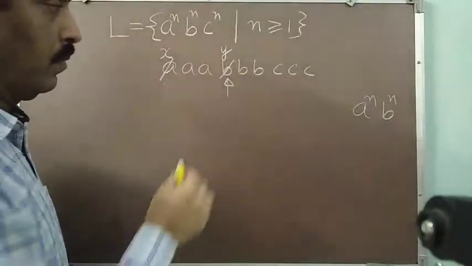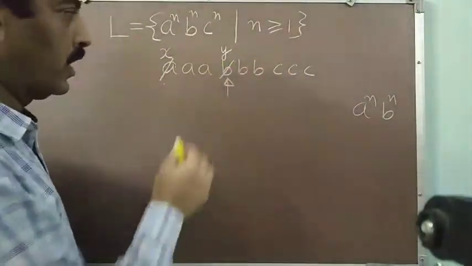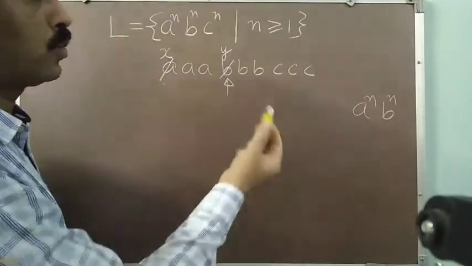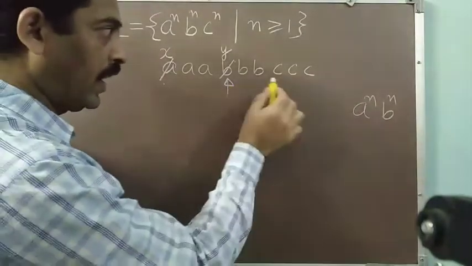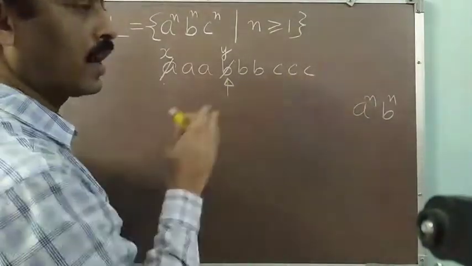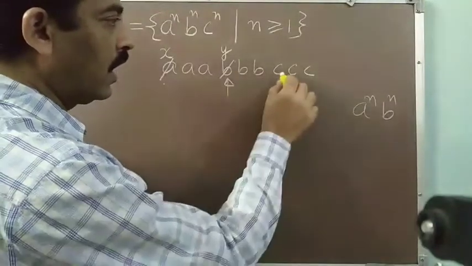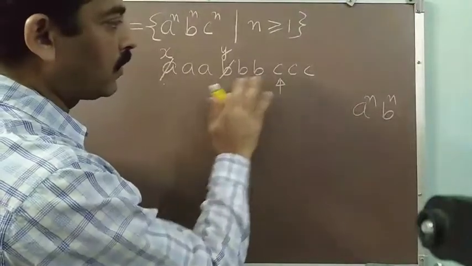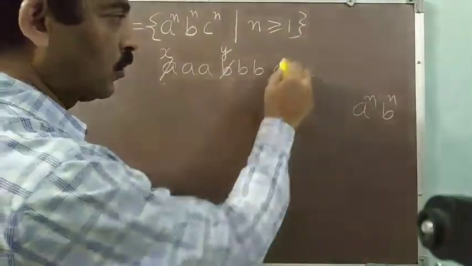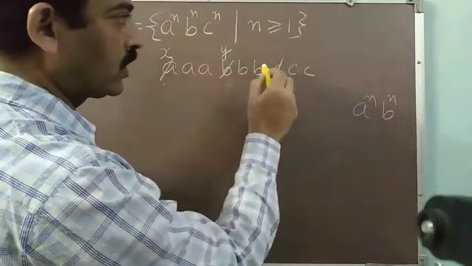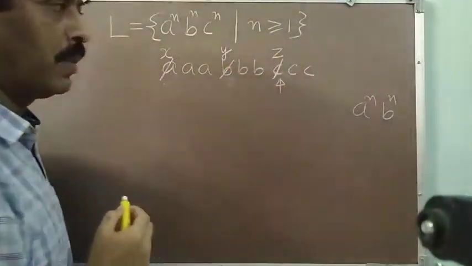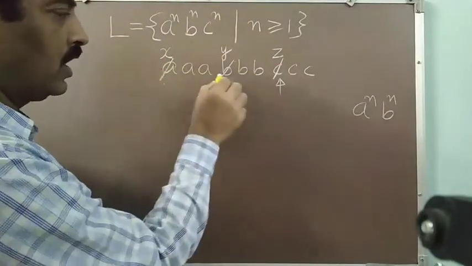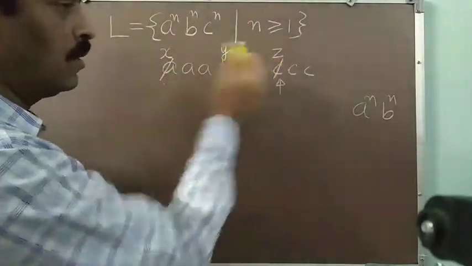Now what is my next aim? My next aim is to find a corresponding C. One A and B I have matched successfully. Now I want to find the corresponding C to be matched. For finding C, I have to again move towards the right side and find the very first C available, skipping whatsoever comes in between. When I find this C, I will process it and change it to the symbol Z so that I can show that this C has been processed. So corresponding to this A, this B and this C have been matched.